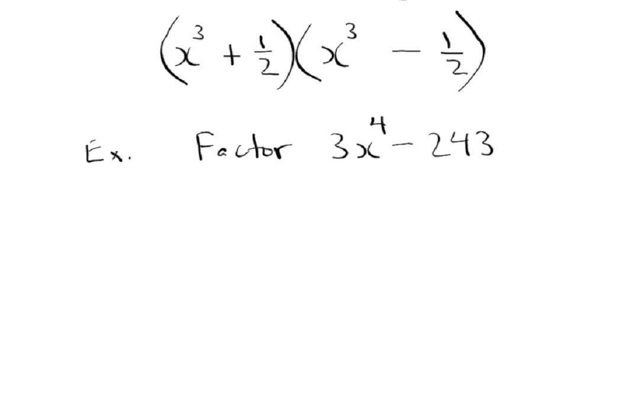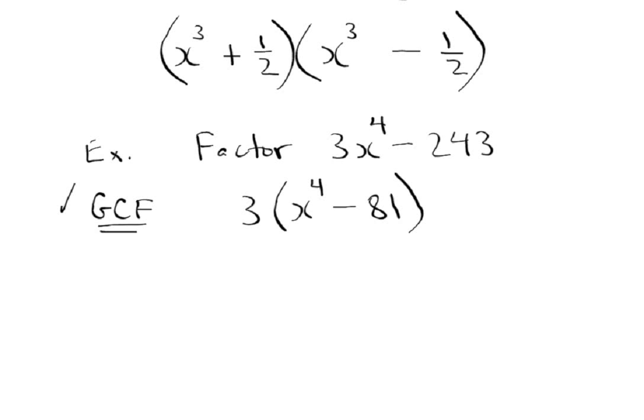That's because we have this 3 and the x to the 4, and then this 243. Well, they're not nice square numbers. So the trick is take out a greatest common factor first. And that greatest common factor is 3. And that would leave me with 3 times x to the 4 and 3 times negative 81. So that's my first step done. My greatest common factor is taken out.